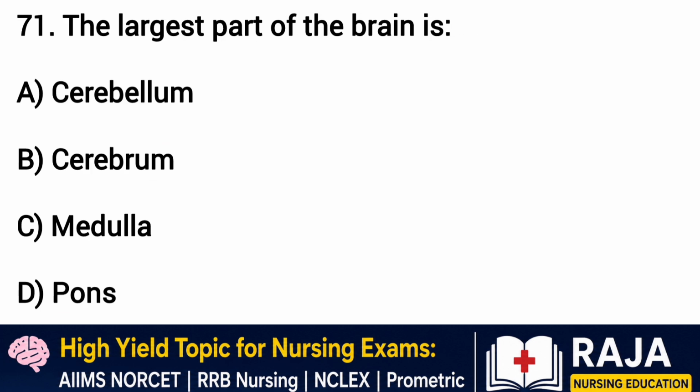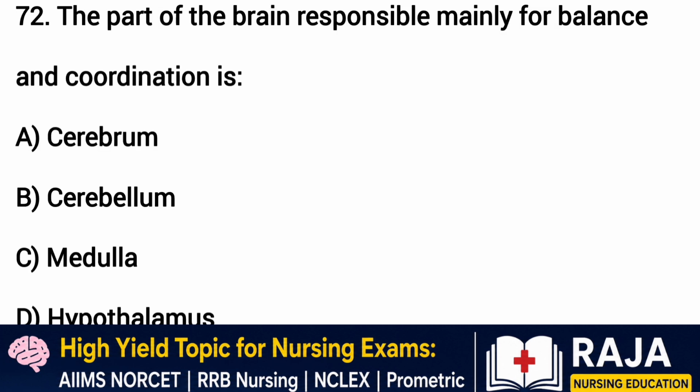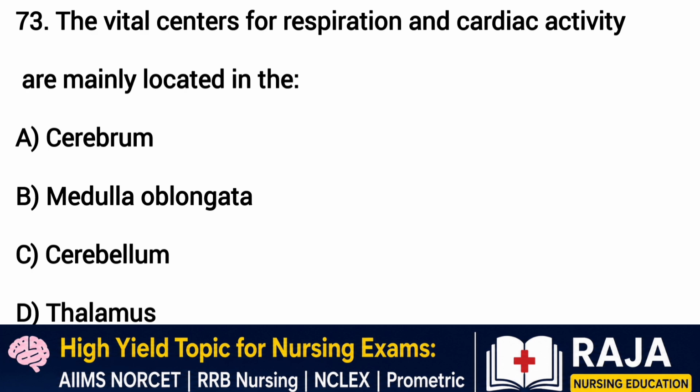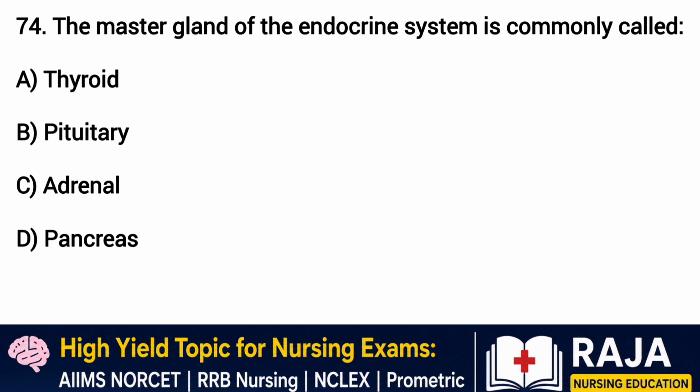The largest part of the brain is. The answer is B. Cerebrum. The part of the brain responsible mainly for balance and coordination is. The answer is B. Cerebellum. The vital centers for respiration and cardiac activity are mainly located in the. The answer is B. Medulla oblongata. The master gland of the endocrine system is commonly called. The answer is B. Pituitary gland.